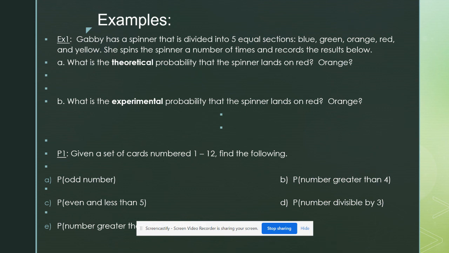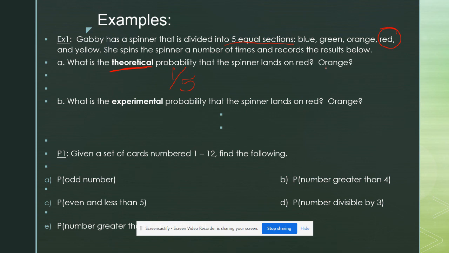Let's do some examples. We have a spinner. Gabby has a spinner divided into 5 equal sections of blue, green, orange, red, and yellow. She spins the spinner a number of times and records the results below. I didn't put the table on here, but we're going to start with what is the theoretical probability that the spinner lands on red? Well, there's 5 equal sections and one of them is red. So one possibility out of 5 total outcomes.